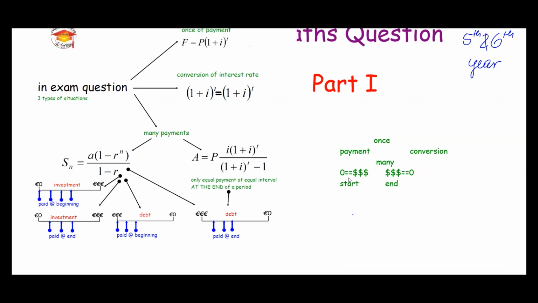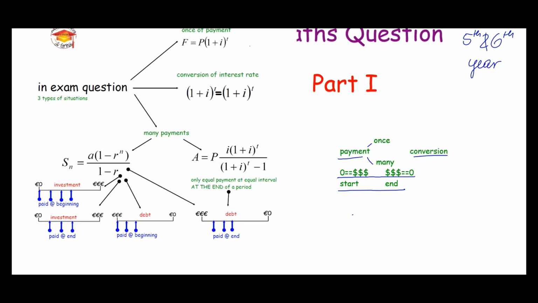So that's basically when we are looking at every question, that's how we can approach it. We are asking, is it about payment? Or is it about conversion? If it is about payment, is it once off or is it many? And if it is many, then are we going from money to not money? Is it the beginning or the end? So that's how we consider in order to know which formula we're going to use.